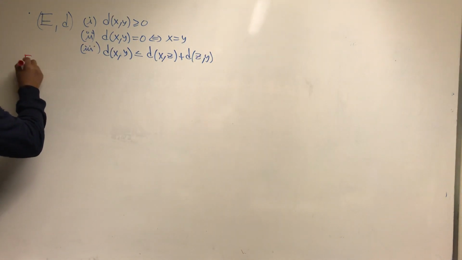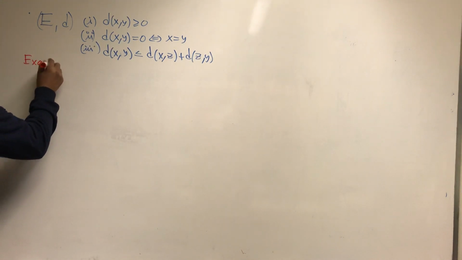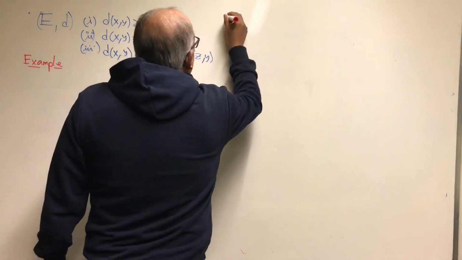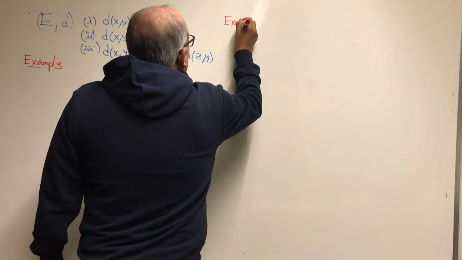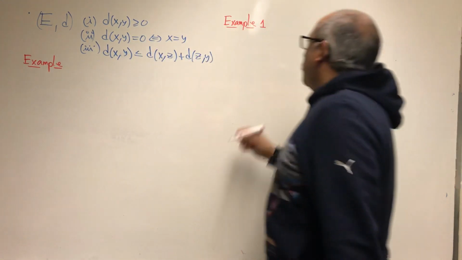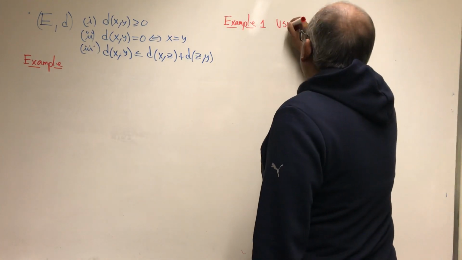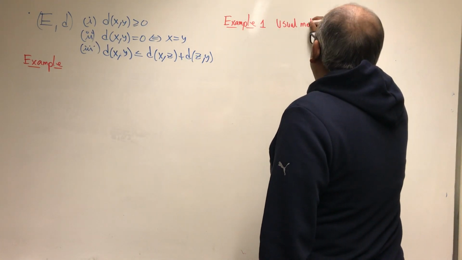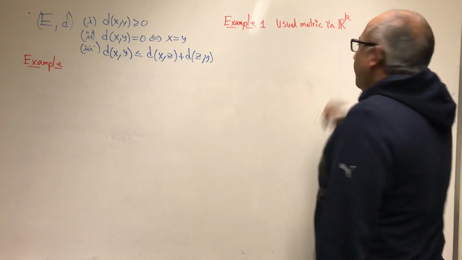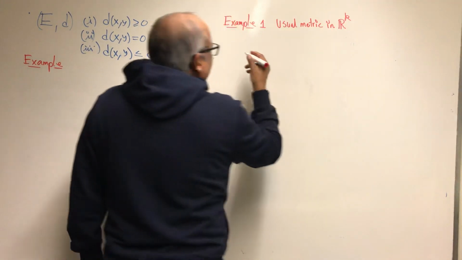Example 1. That is the usual metric in R to the k. The usual metric in R to the k starts like this.